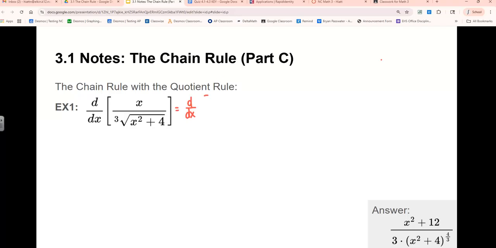And I'm going to do this x over, that is a cube root, so that is x squared plus 4 to the 1/3 power right there. This would still require quotient rule. I'm going to move it up to the top. So that would look like this: x times x squared plus 4 to the negative 1/3.